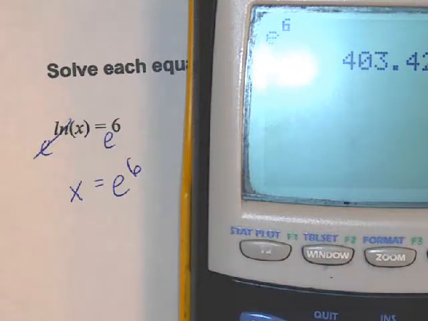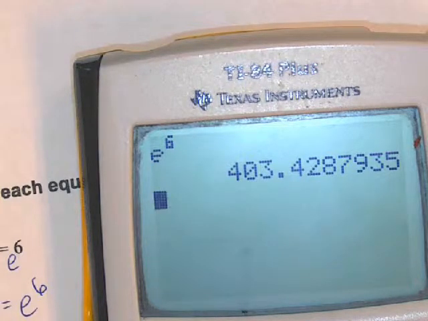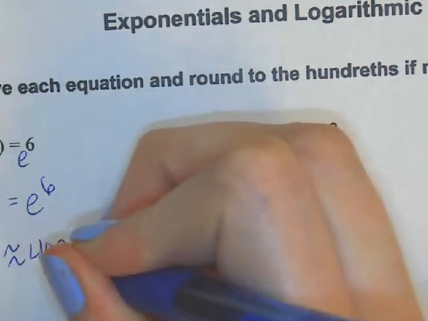If you round it to the nearest hundredth, what would this be? It's right above the division sign. Hit second, divide. 403.43. So x is about 403.43.